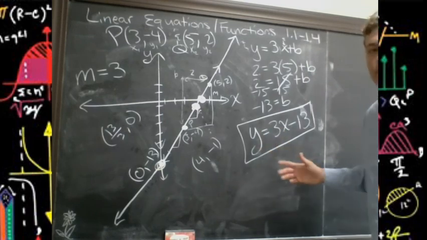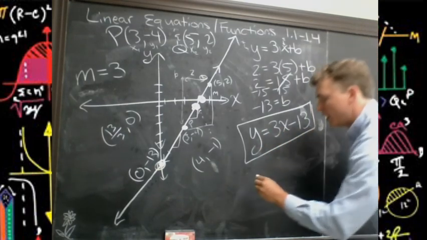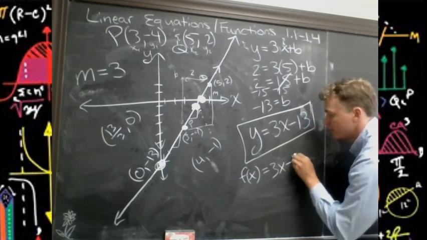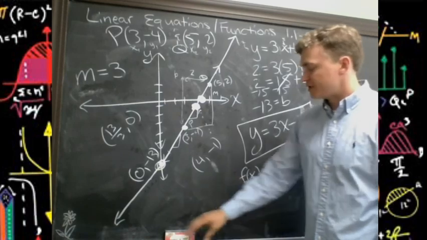Lastly here, what do you want to do? You want to rewrite this once you solve it for y. You want to rewrite the y as f of x. And you have 3x minus 13.